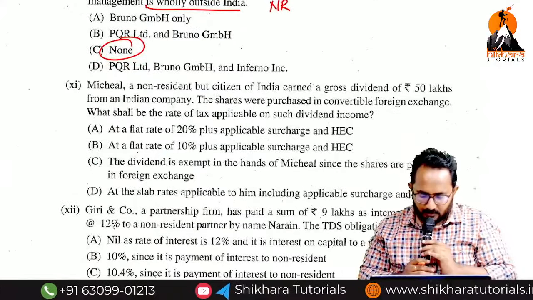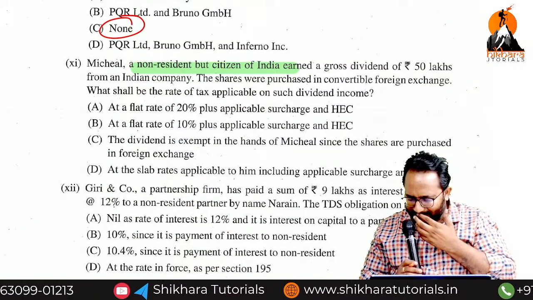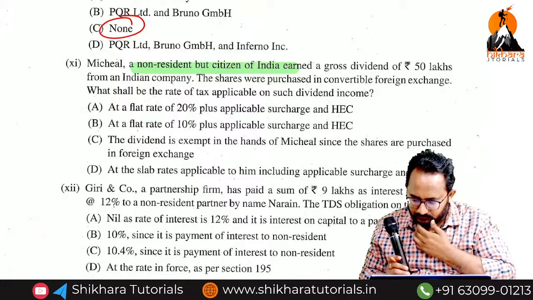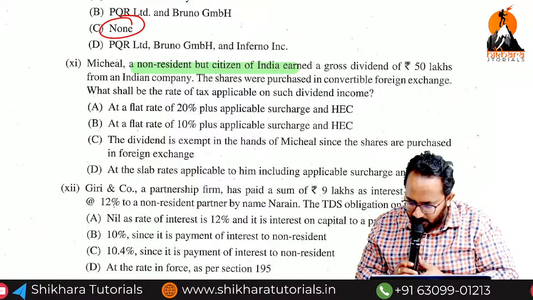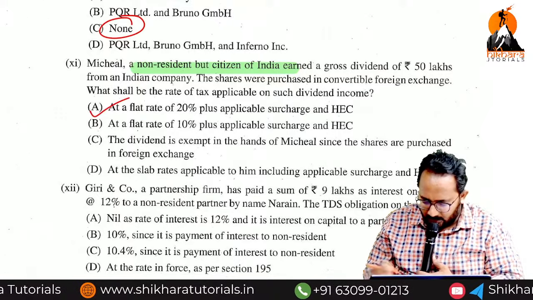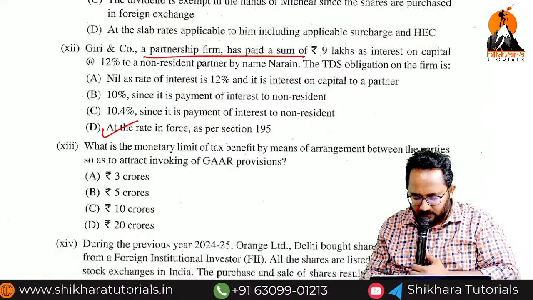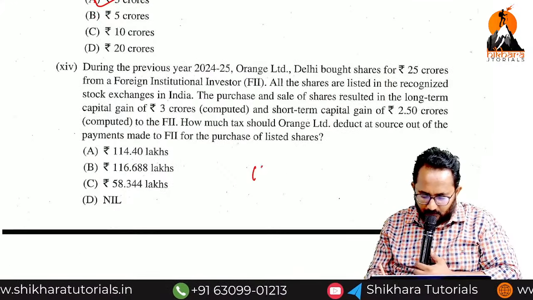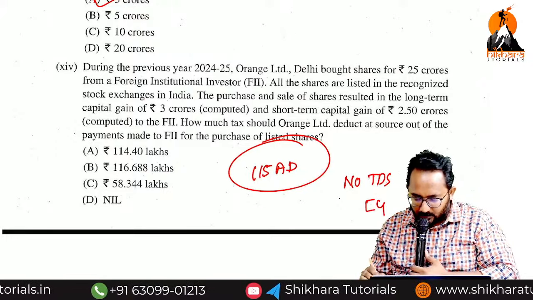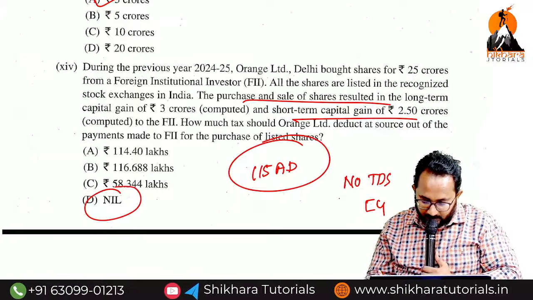Okay, super. Here a non-resident Indian citizen has a gross dividend of 50 lakh. The NRI provision is nothing but 20%. This is a partnership firm paying an amount to a non-resident, related to 195. GAAR provisions, 3 crores. You also have to remember 115AD. TDS provision: no TDS with respect to capital gain. Here they have given capital gain. What is the TDS amount we have to deduct? No need to deduct the TDS amount with respect to 115AD.